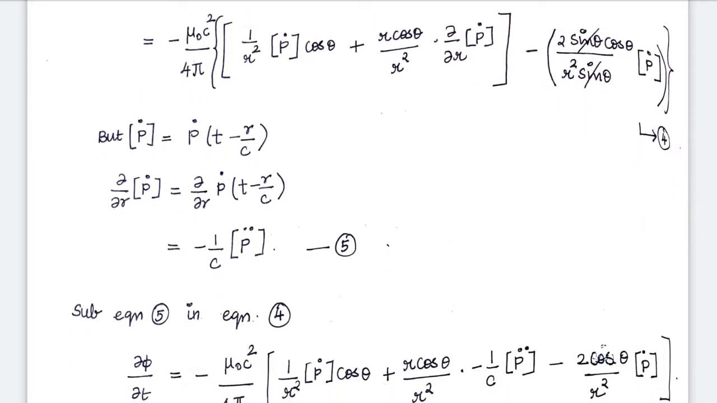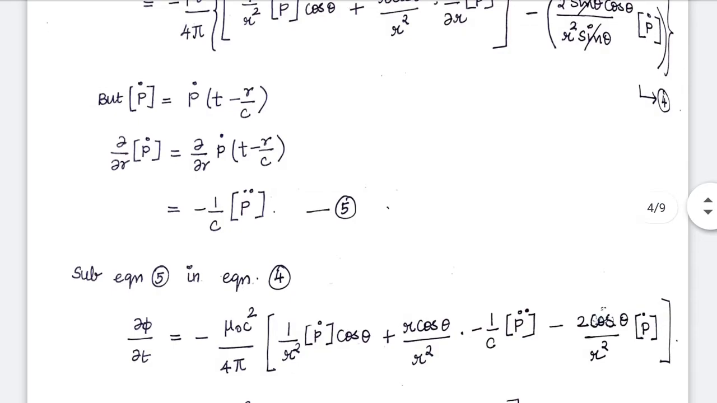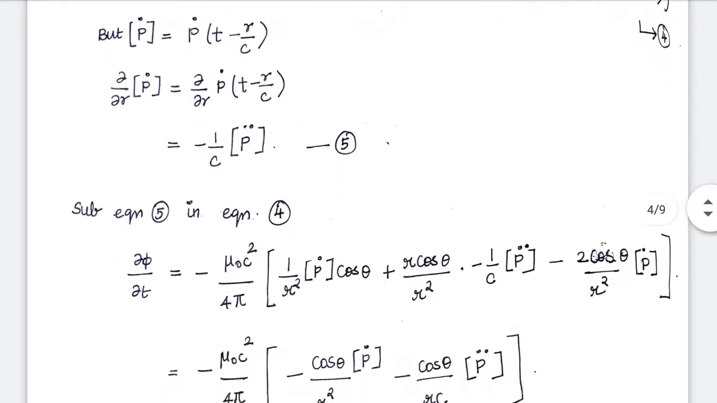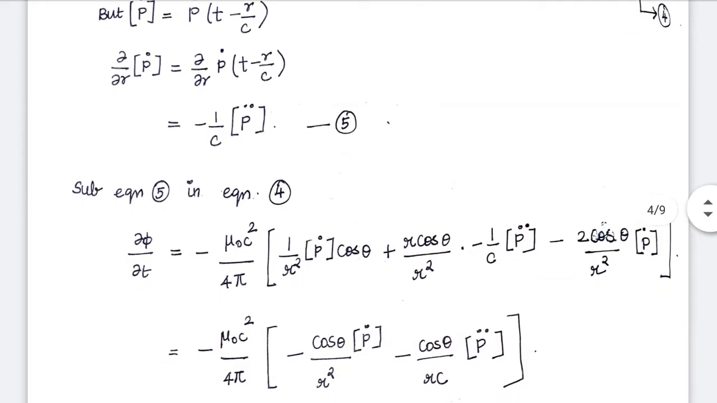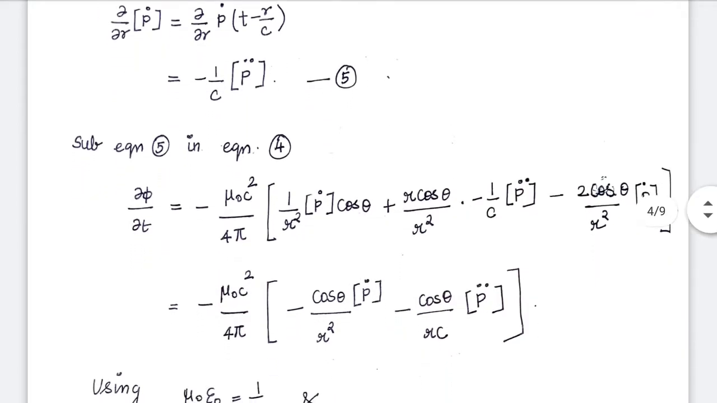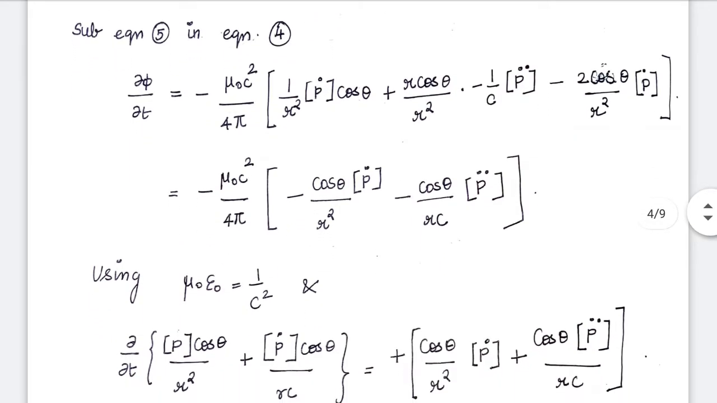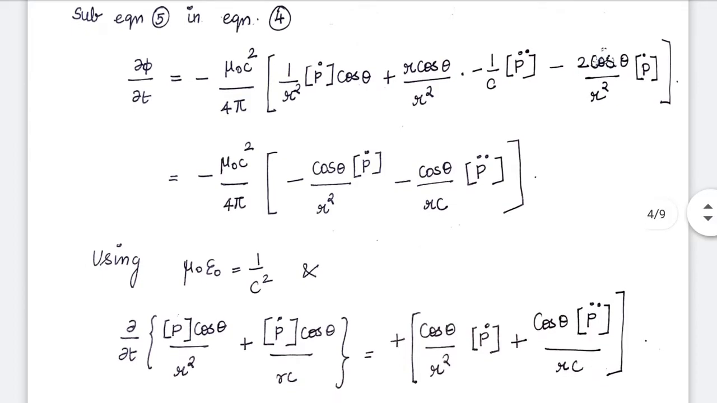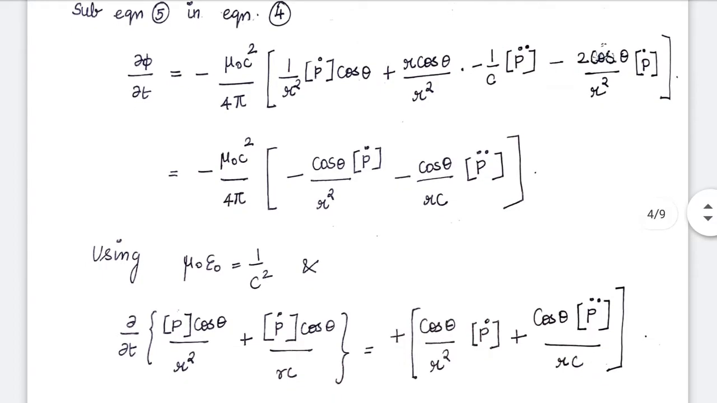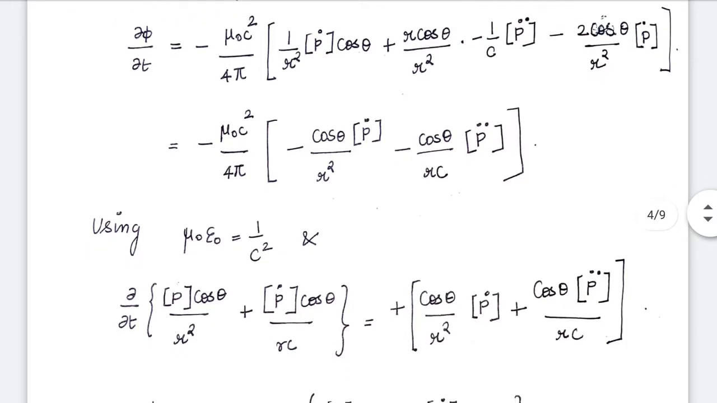But the retarded dipole moment P dot can be written as P dot at (t minus r by c). So dou by dou r of P dot is equal to minus 1 by c P double dot. Substituting this in place of dou by dou r of P dot, equation 4 becomes dou phi by dou t is equal to minus mu naught c square by 4 pi [1 by r square P dot cos theta plus r cos theta by r square into minus 1 by c P double dot minus 2 cos theta by r square into P dot].